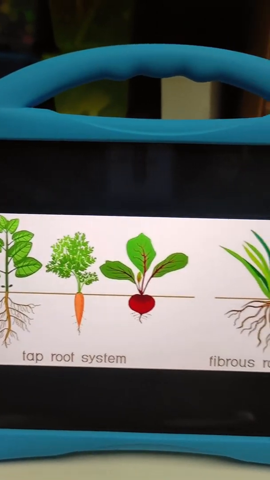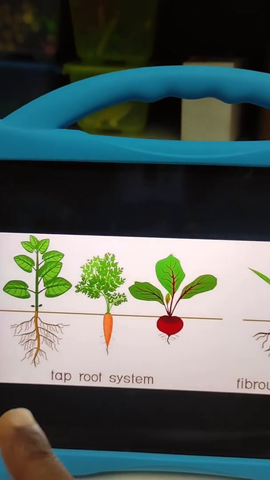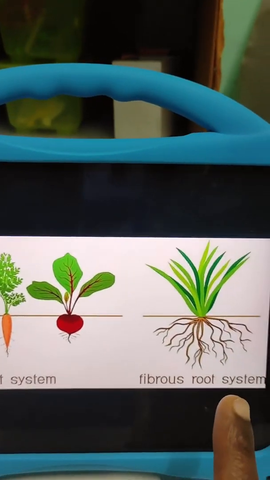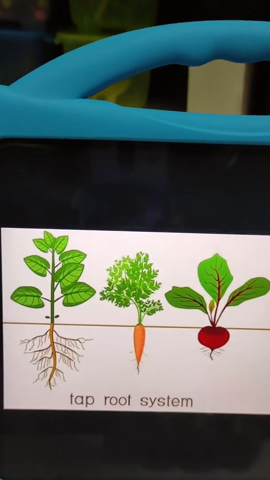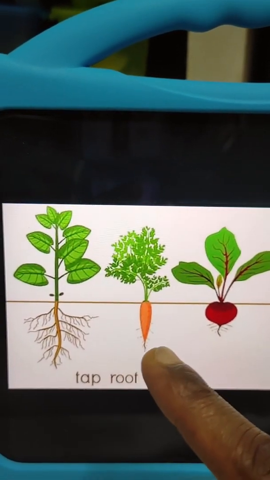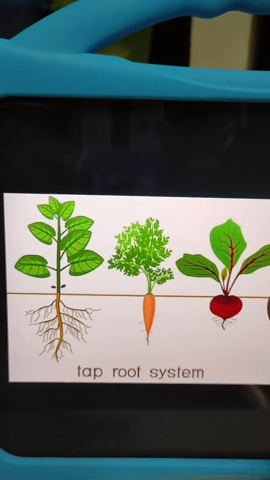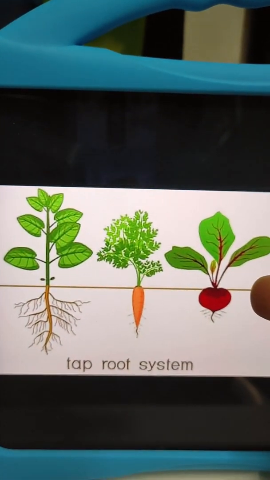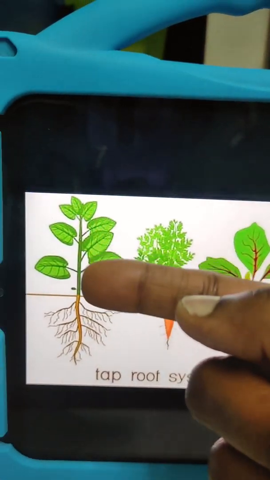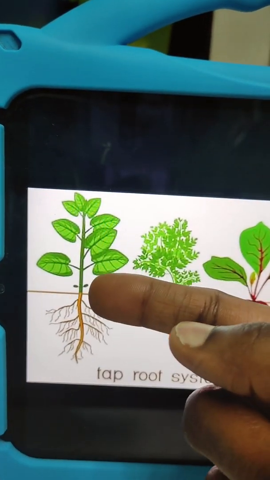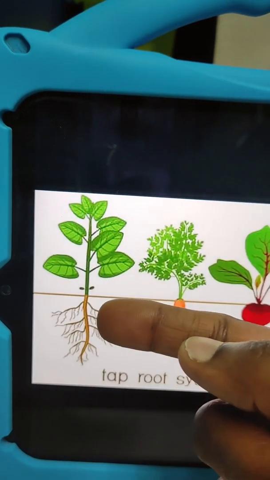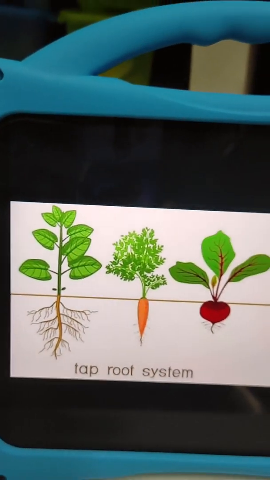Okay, so this is another picture showing the two root systems, the taproot system and the fibrous root system. In the taproot system also, all these three are from the taproot system only, but they are looking a little different. See, the carrots are straight, the beetroots are a little rounded, and this is showing exactly how a taproot will be. See, the main root and the side roots emerging from it.